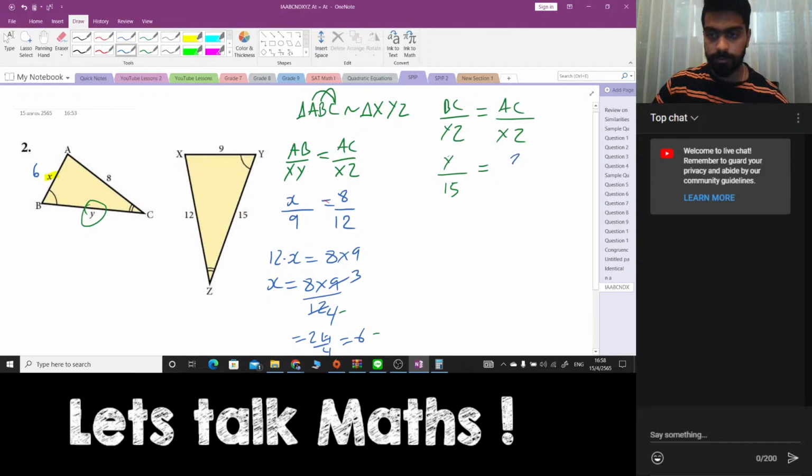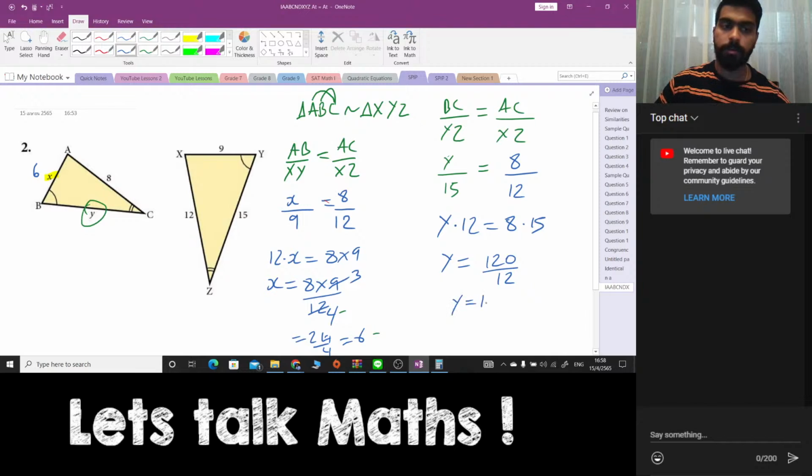So now AC is 8 over our XZ, which is 12. So we have y times 12 is equal to 8 times 15. Y is equal to 120 over 12. Therefore y is equal to 10. There we go, guys. Our value of y is equal to 10. Not that difficult at all.